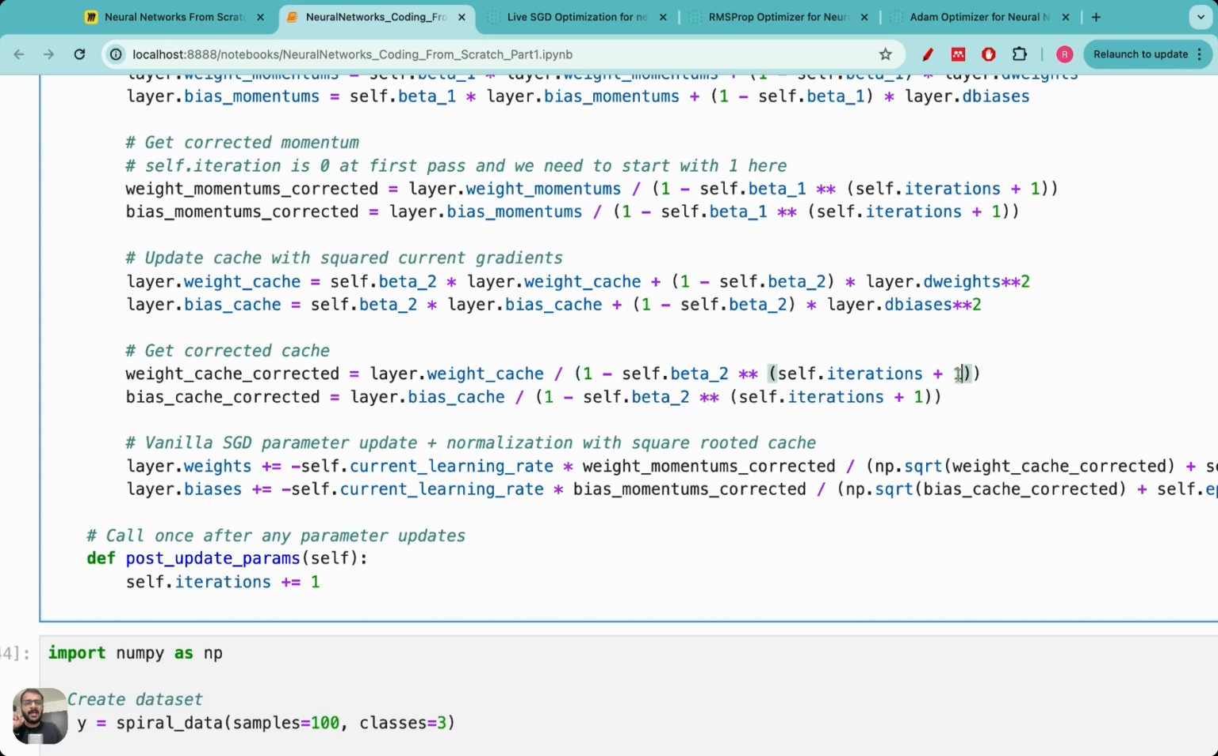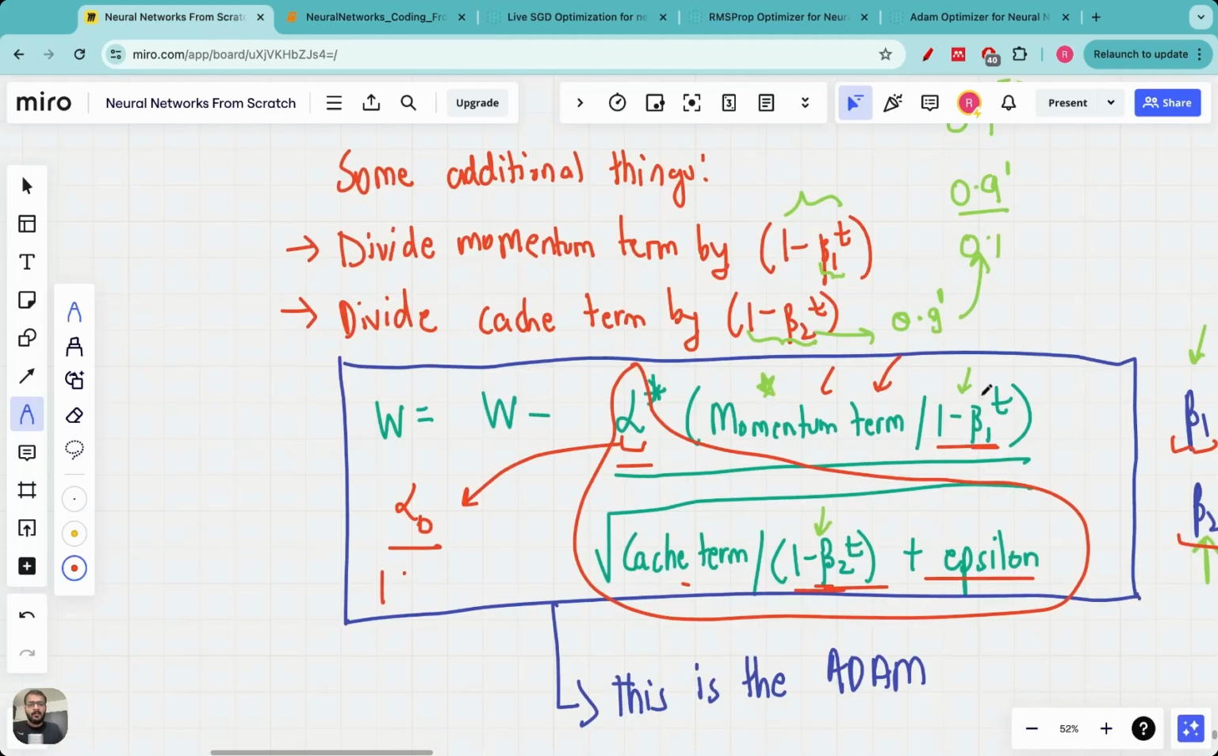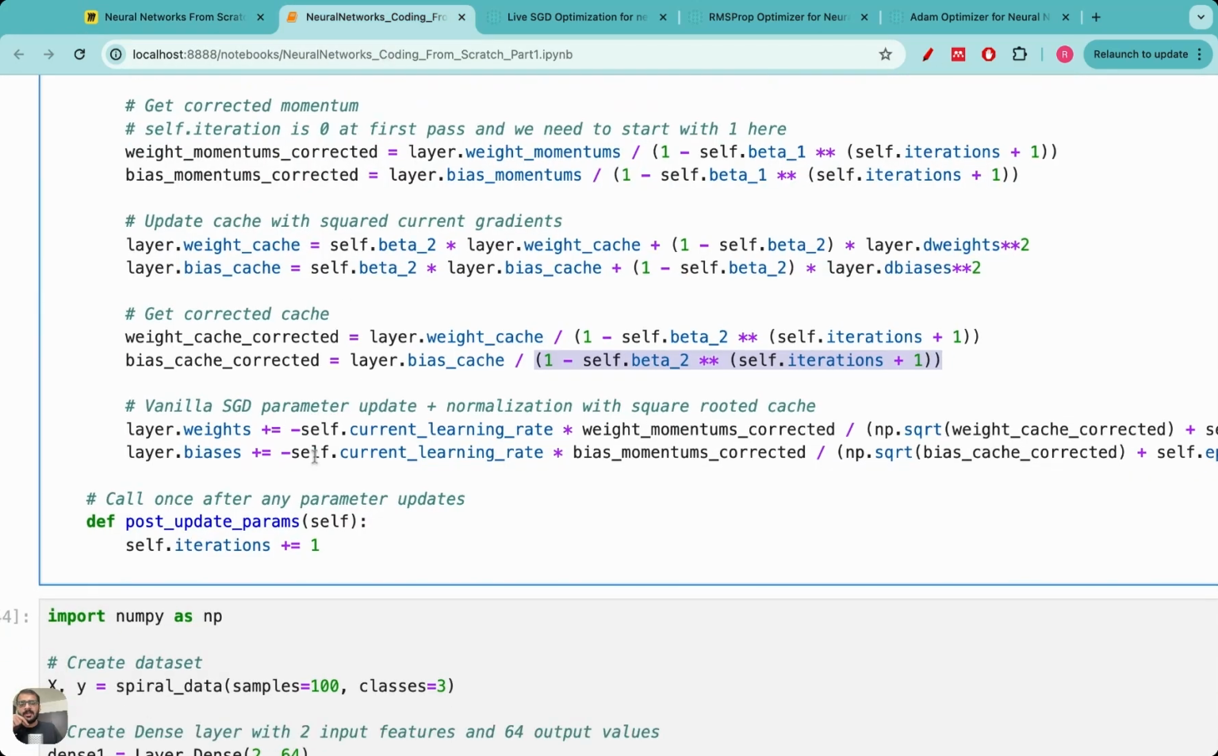Again, the plus 1 is added here, similar to the momentum. For the bias also, we take the bias cache and divide by 1 minus beta 2 raised to t plus 1. Then that's it. Once we have calculated the numerator term, which is the modified momentum, and the denominator term, all we need to do is update the weights. So the new weight is the past weight minus alpha times the momentum divided by square root of cache plus epsilon. That's exactly what's done here.